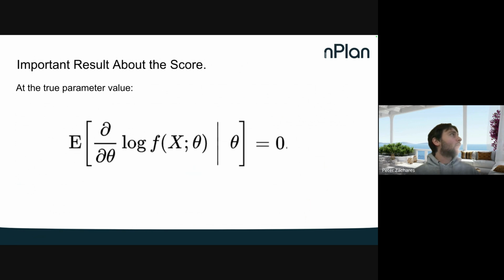So one important result about the score, which is underlying Fisher information, is that if you take the expected value of the score, maybe I should have replaced this with g of x so it doesn't look so complicated. But imagine in here you're taking the expectation of some function, given theta, at the true parameter value. So when you're estimating the score of a probability distribution, and you know the true parameter, then the expectation is equal to 0.